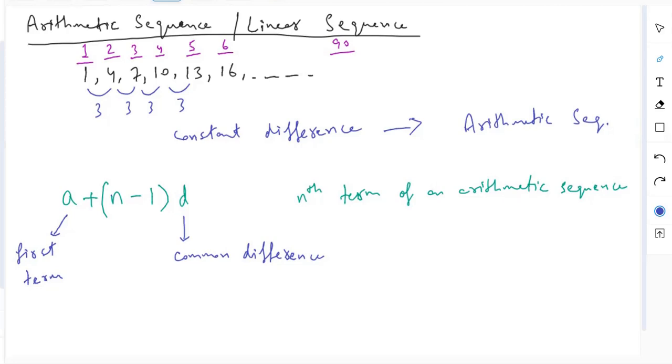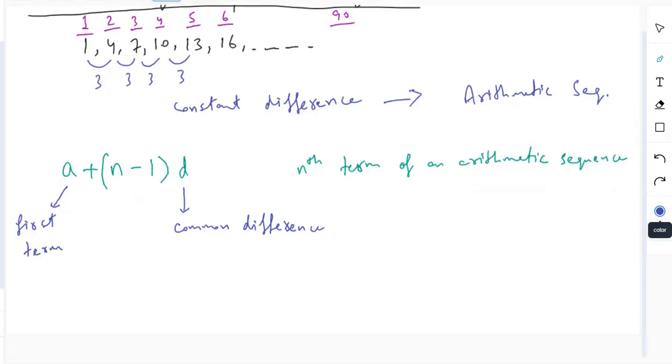So if you were to find the nth term of this sequence, जो मैंने ऊपर लिखा है, उसमें आप देखें, what is my first term? तो a से represent कर रहे हैं. The first term is 1. Right? पहली term 1 है. What about the common difference? Difference क्या है terms का? That is 3. मैं कहता हूँ d is equal to 3. Okay, a is 1 and d is 3.